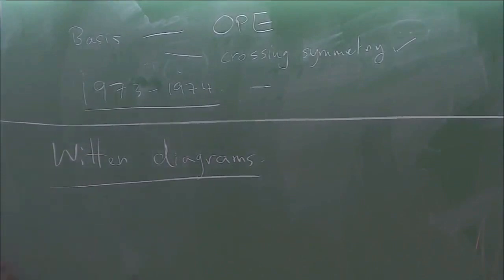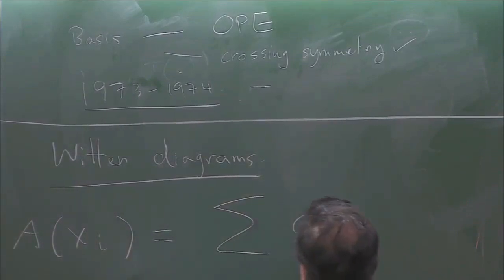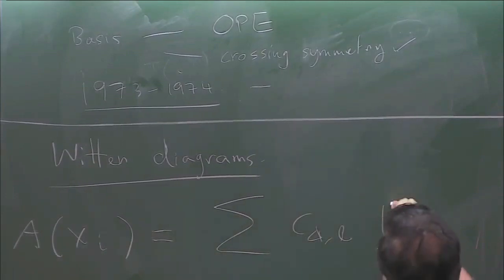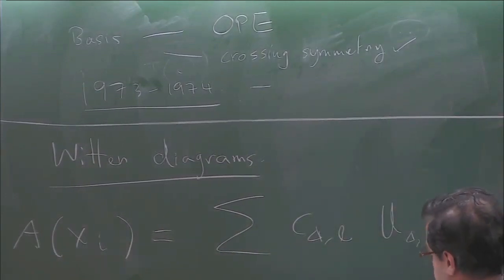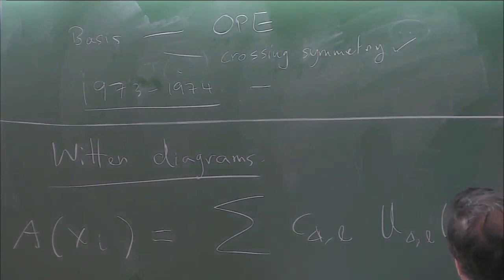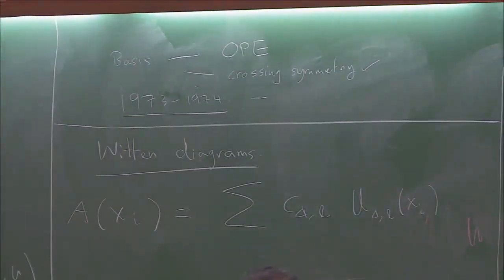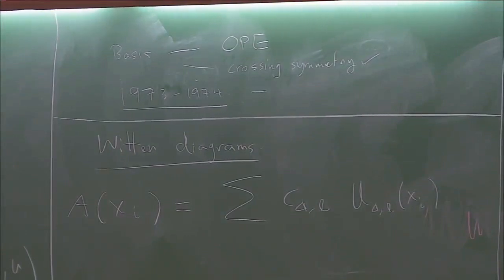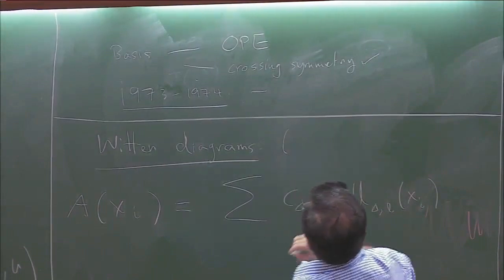We're going to take this, so let's call this A. We're going to write this four-point function as some coefficients which are related to the usual operator product expansion (OPE) coefficients. But the blocks that we're going to use are going to be the Witten blocks. And I'll make this calculation a bit more precise in a bit. The advantage of this is that crossing symmetry is going to be manifest.